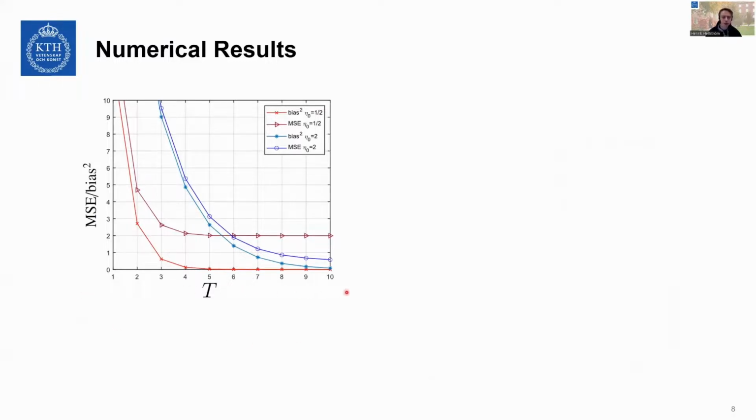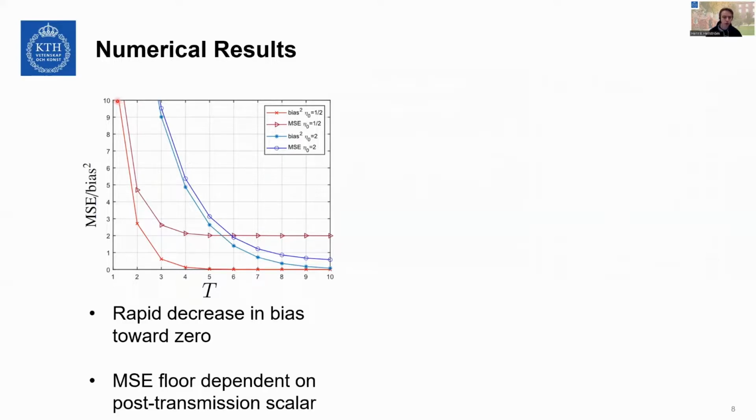So here in the x-axis, we have the maximum number of transmissions that we allow the system. And for each of these values of t, we have done a large number of simulations and taken the average to form this plot. We have two different systems here. The red lines correspond to a system with a post-transmission scalar of 1/2, and the blue lines correspond to a system with a post-transmission scalar of 2. And as you can see, for both of these systems, the bias is decreasing rapidly as you allow for more retransmissions, and it seems to be approaching 0 for both systems.